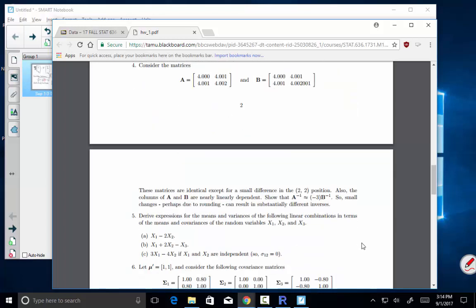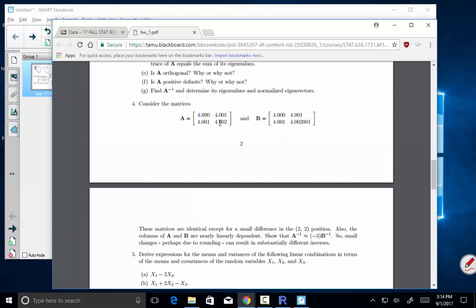Number 4 is just a kind of a cautionary tale. In number 4, I give you 2 matrices that are very, very similar to each other. If you compare A and B, first row, first column is exactly the same. First row, second column is exactly the same. Everything's exactly the same except for the second row, second column. And in that cell, there's a very minor difference between these 2 matrices.